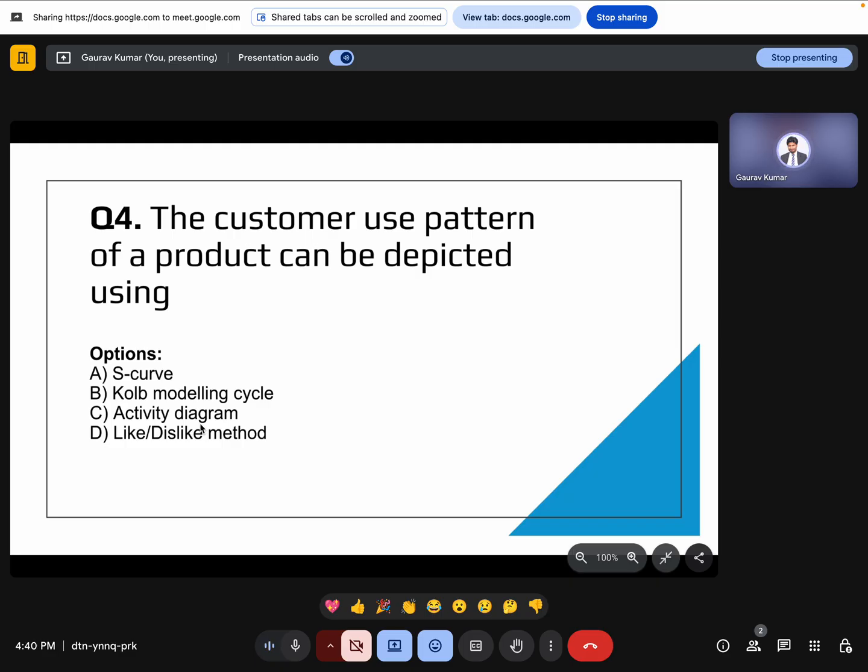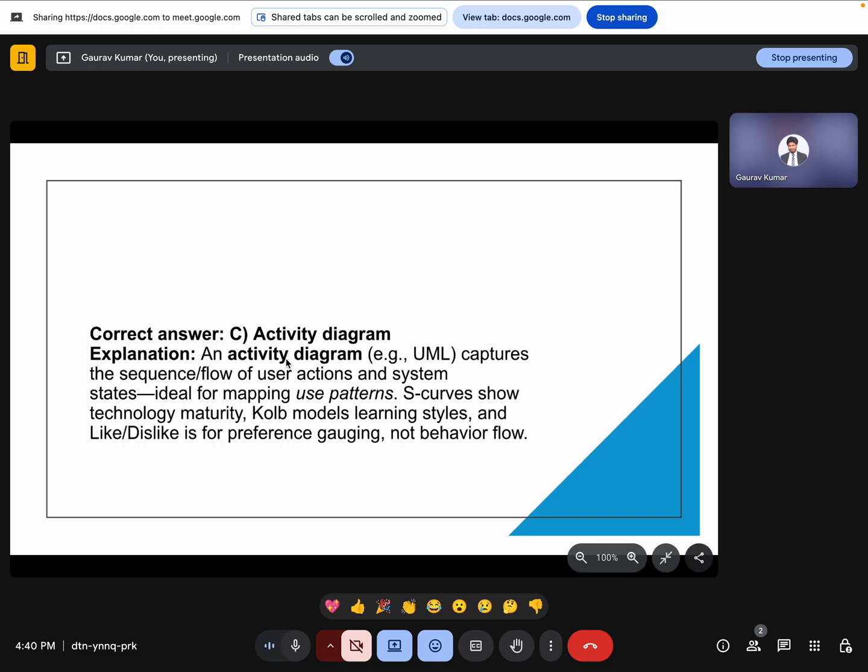So the other options are incorrect because they serve a different purpose. The S-curve is used for technology adoption. The Kolb cycle describes learning styles, and the like-dislike method simply collects customer preferences. None of them depict use patterns. Okay. So see the right answer and you can see the explanation part.